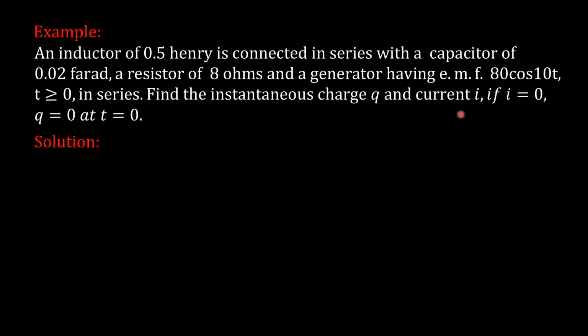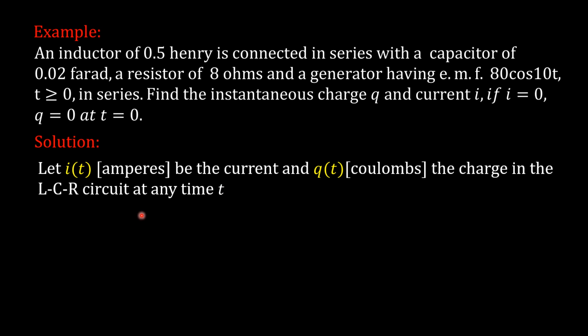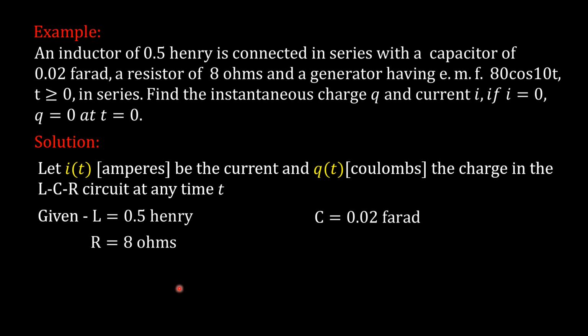First of all, we will again define I and q. Let I of t be the current and q of t be the charge in the LCR circuit at any time t. First we will write down the given things. The inductor L has inductance 0.5 Henry, the capacitor has capacitance C equal to 0.02 Farad, the resistor has resistance 8 ohms, and the variable voltage source E is equal to 80 cos 10t volts. So these are the given things. Also, we have been given the initial conditions.